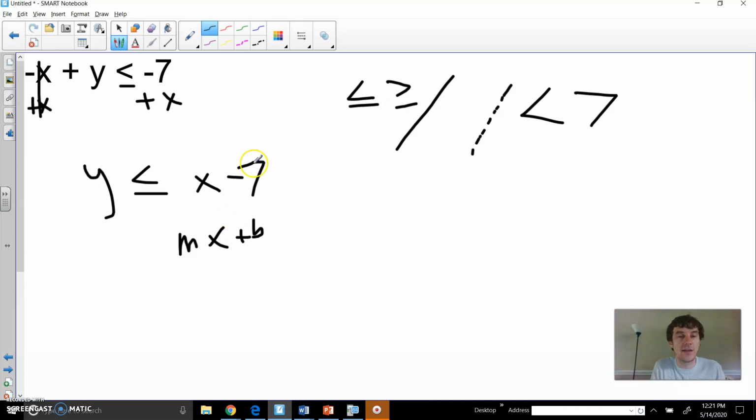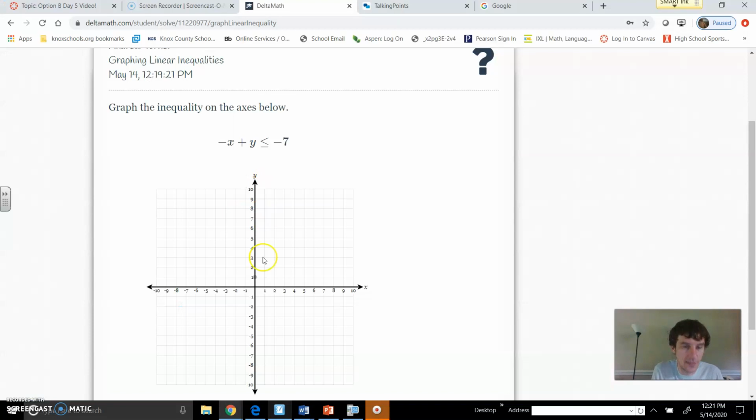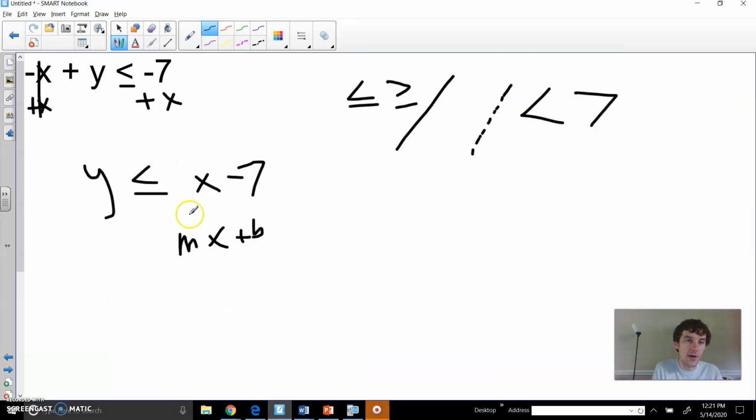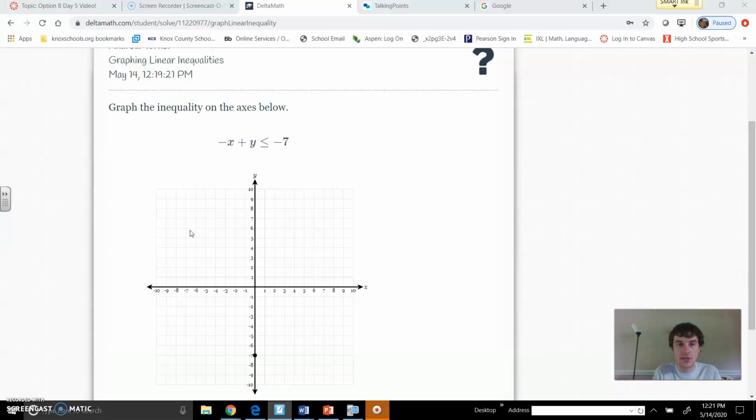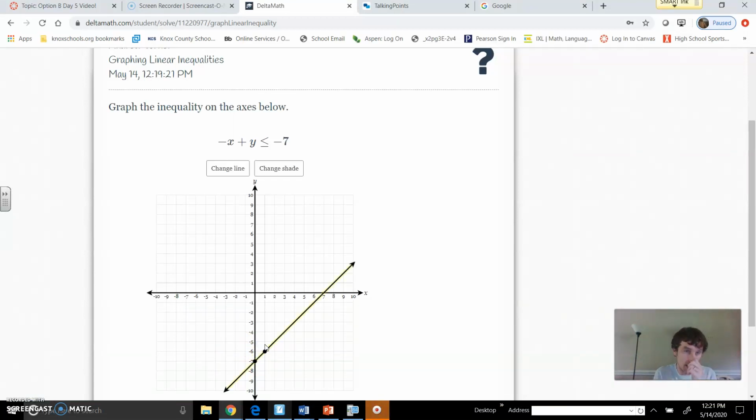So let's go back. -7 is our y-intercept. So let's start at -7. And now I have a positive 1 in front of that x. That's our slope value. So I'm going to go up 1 and over 1 in both directions. And so now I don't want to change my line. I like the line that I have currently, but I may want to change the shading.